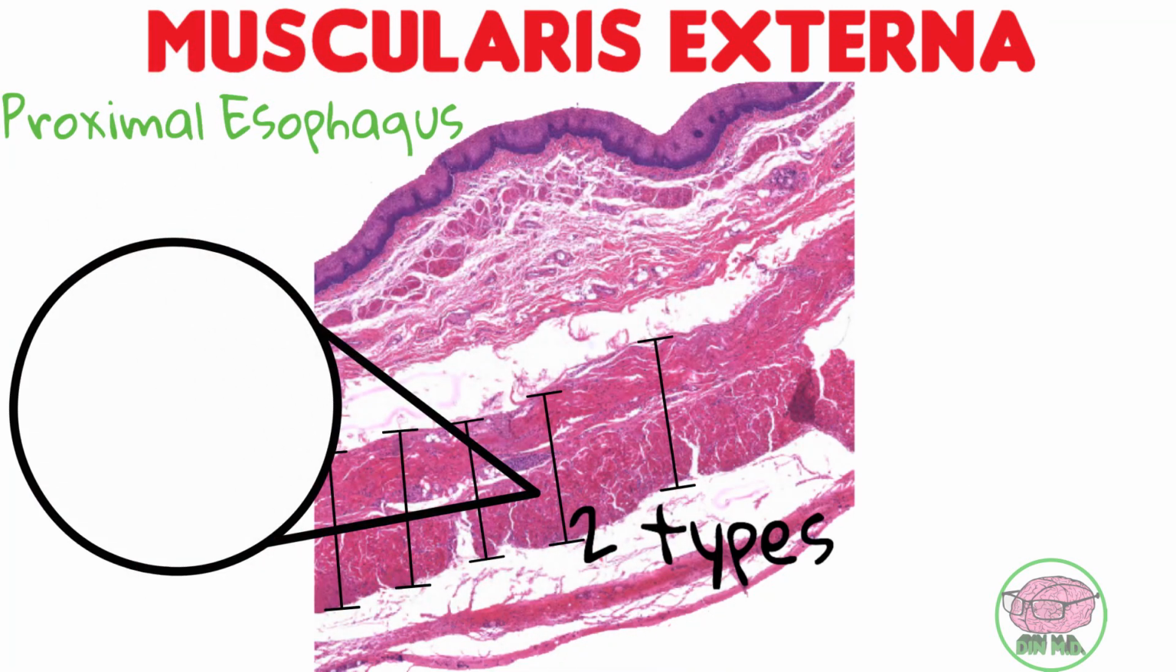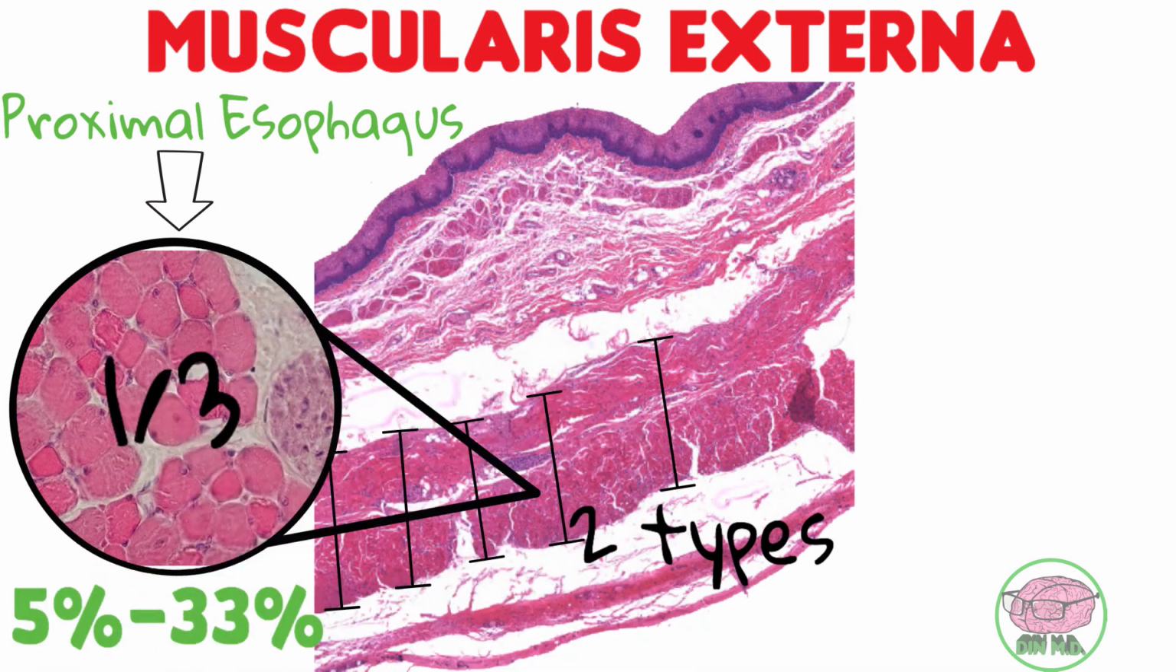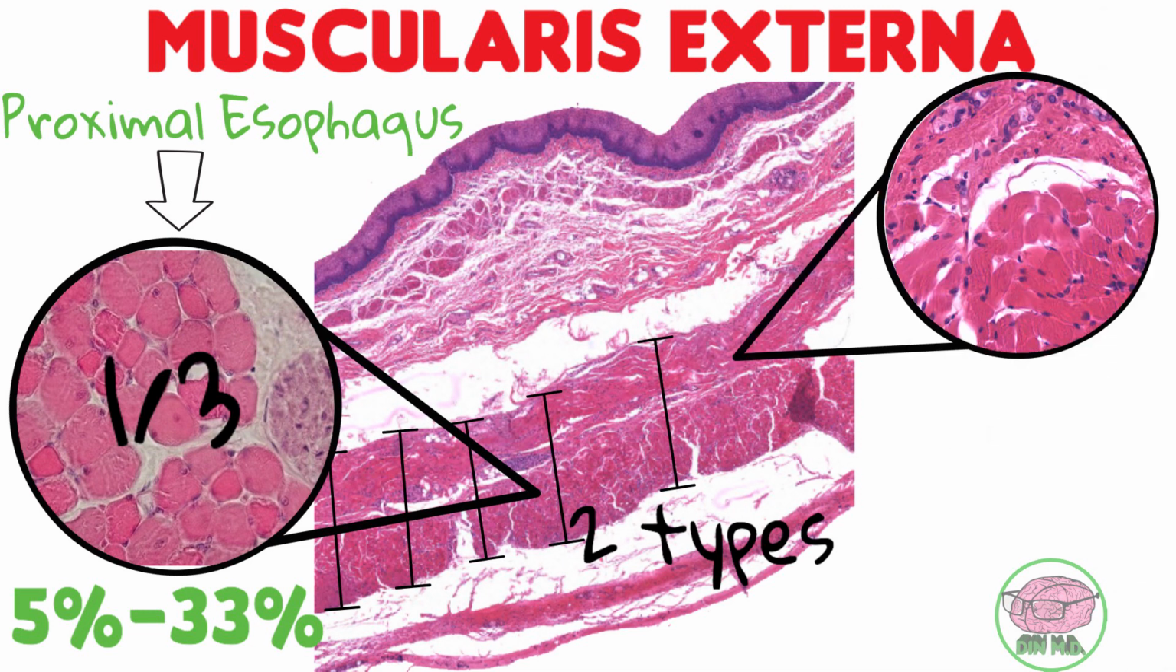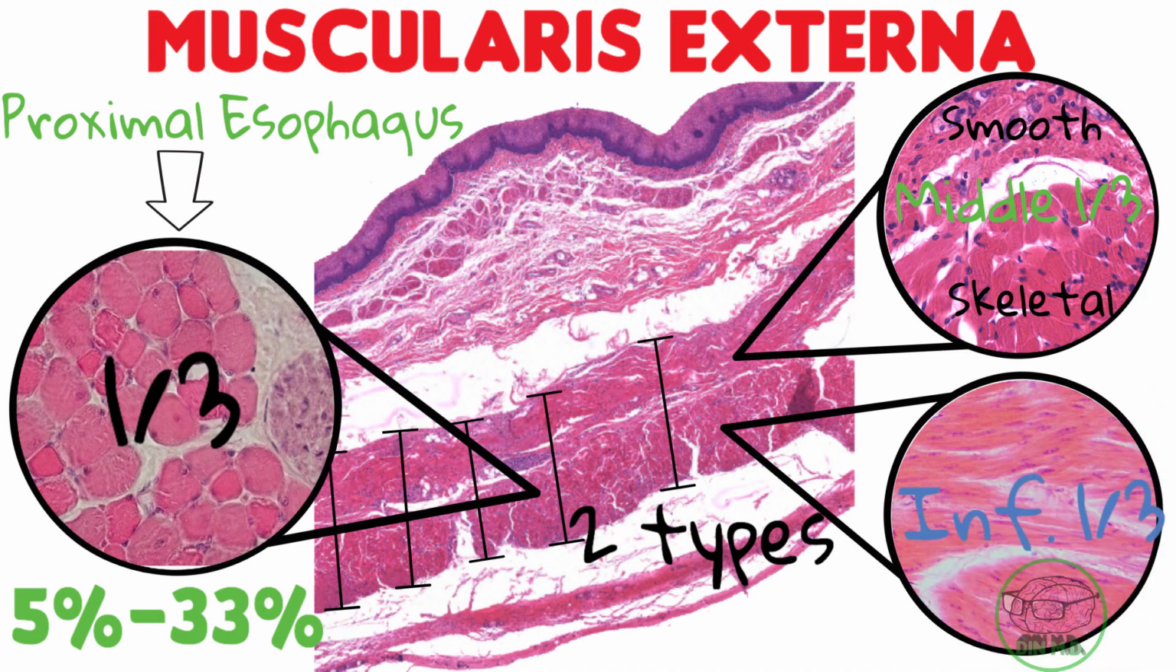The proximal esophagus is made exclusively of skeletal muscle, and it can be the proximal 5% or the proximal 33% that represents the proximal one-third of the esophagus. The middle one-third of the esophagus is made up of a mixture of skeletal muscle and smooth muscle, while the inferior one-third of the esophagus is made up of exclusively smooth muscle.